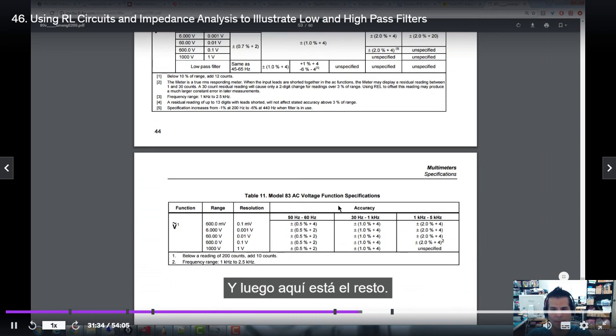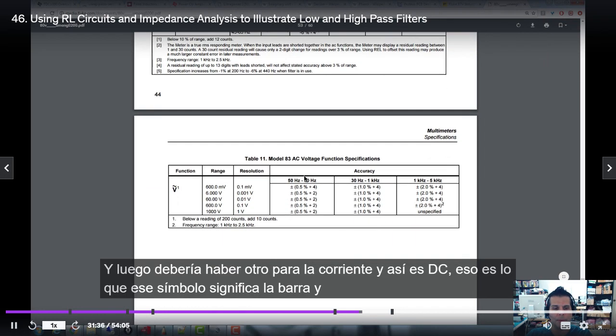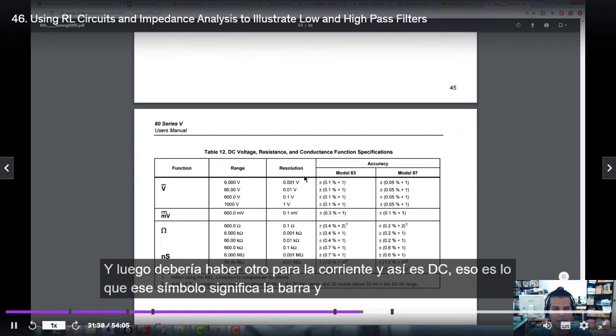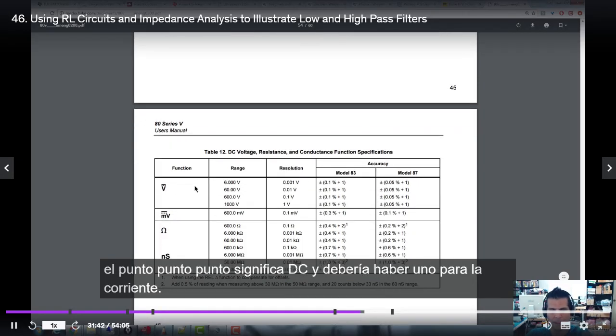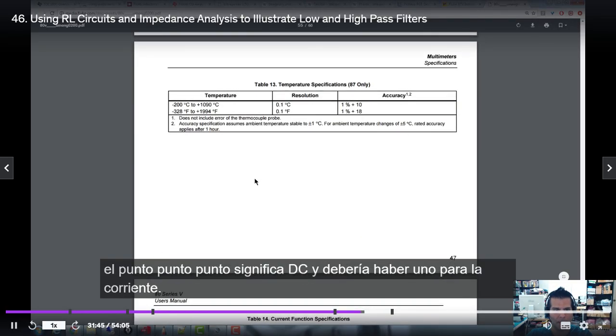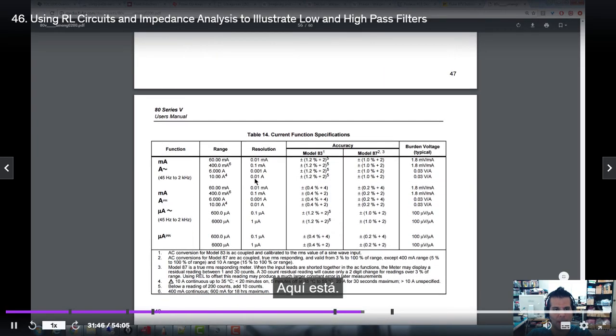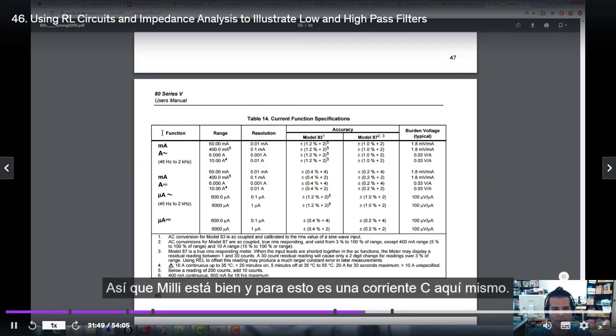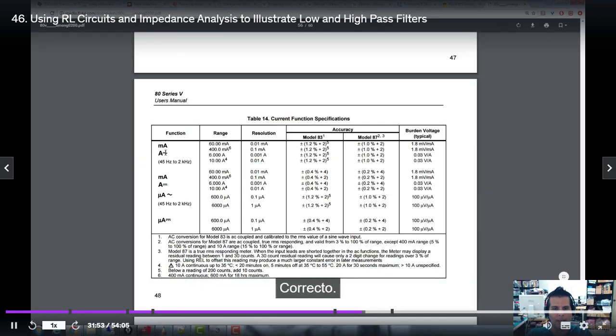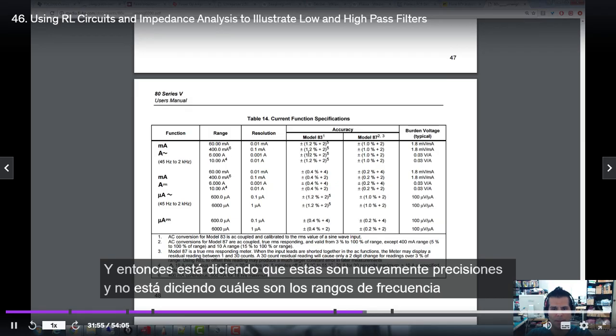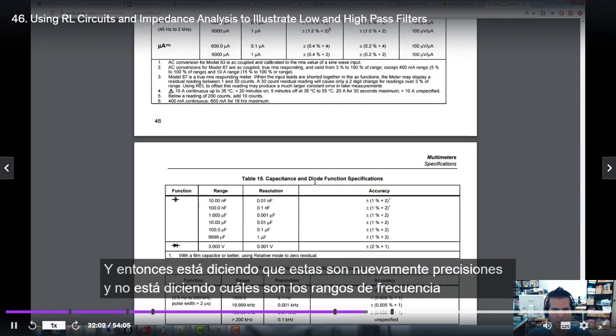And then here's the remainder of it. And then there should be another one for current. And so that's DC. That's what that symbol means. The bar and the dot, dot, dot means DC. And there should be one for current. Here it is. So milliamperes, all right. And this is AC current right here, all right. And so it's saying these are again accuracies, and it's not saying what the frequency ranges are for them.